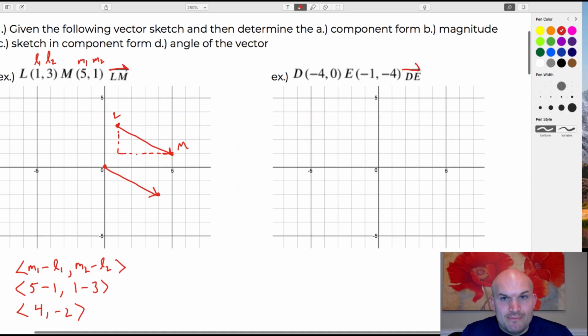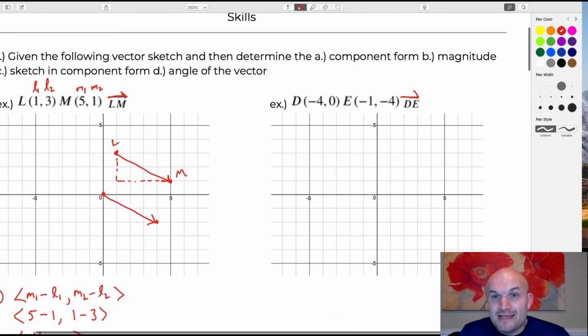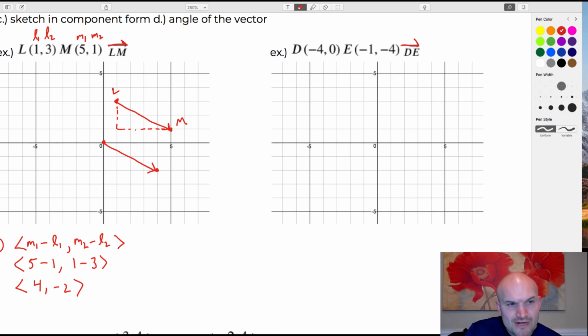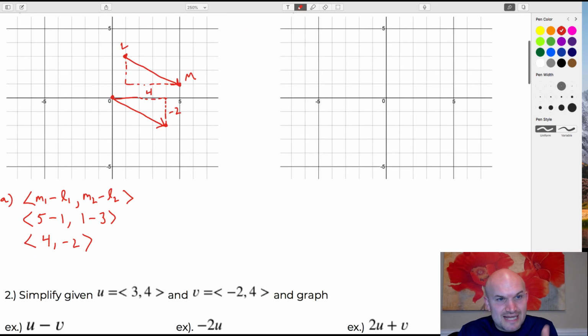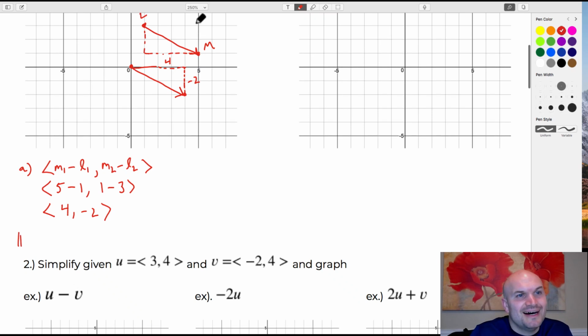For instance, one of the things we need to find, so we just found the component form, so that's A. One of the things we need to do is find the magnitude, which is basically the length. Now, you could figure out the length here because you can see I kind of created a triangle. But we could recreate that same triangle right here. And you can basically just count the squares, 1, 2, 3, 4, and then you can do negative 2. So obviously you can see that those sides of the squares are basically your two components.